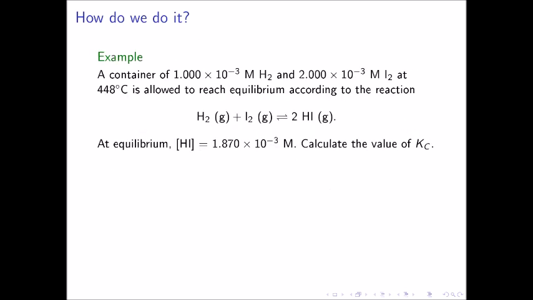Here's an example. A container of 1 times 10 to the minus 3 molar hydrogen gas and 2 times 10 to the minus 3 molar iodine gas at 448 degrees Celsius is allowed to reach equilibrium according to the reaction H2 plus I2 going to 2HI. At equilibrium, the concentration of HI is found to be 1.870 times 10 to the minus 3 molar. Calculate the value of Kc.